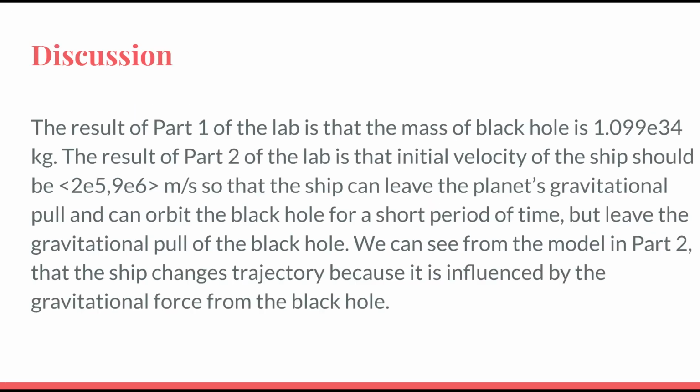The result of Part 1 of the lab is that the mass of the black hole is 1.099 times 10 to the 34 kg. The result of Part 2 of the lab is that the initial velocity of the ship should be 2 times 10 to the 5th, 9 times 10 to the 6th meters per second, so that the ship can leave the planet's gravitational pull and can orbit the black hole for a short period of time, but leave the gravitational pull of the black hole. We can see from the model in Part 2 that the ship changes trajectory because it is influenced by the gravitational force from the black hole.